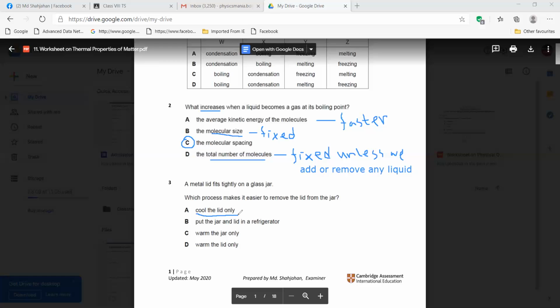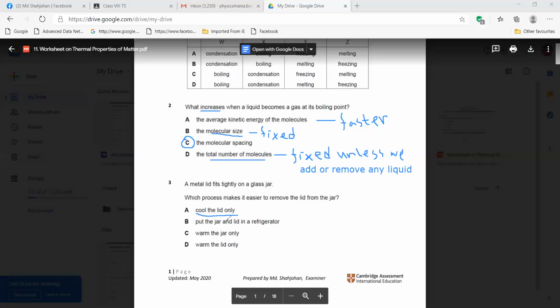Okay, then warm the jar only. If you warm the jar, what will happen? The jar will expand, but it will not be loose, it will be more tight again.